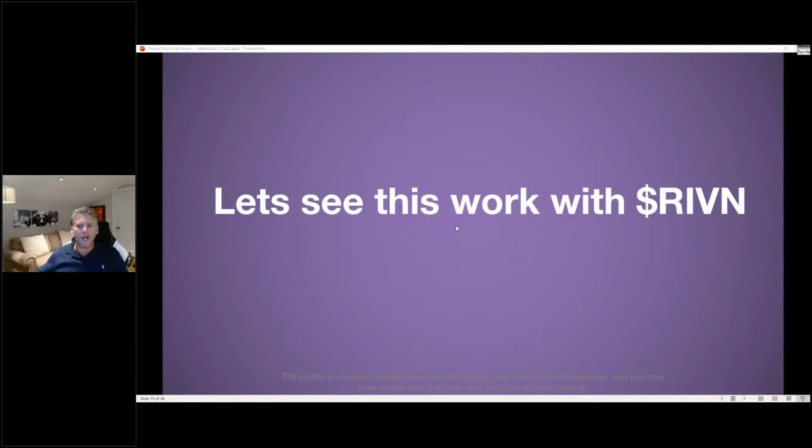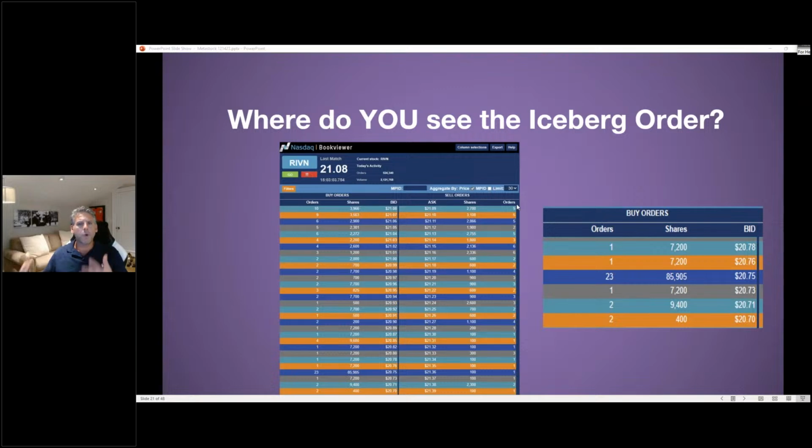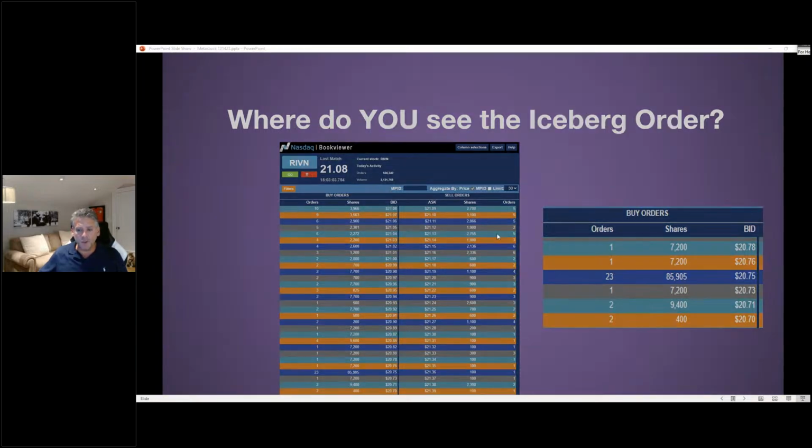So let's go look and see what worked with Revlon. Revlon was another one that we worked with today, and we had a really, really nice push in Revlon. I don't know if you saw it. And then all of a sudden it started reversing around 21.70. Now, why would it reverse? There must be sellers out there, right? Well, when you look here, what you'll notice is they're buyers, not sellers, because I'm looking at the sell column, not seeing that many sellers out there. But what I do see is big buyers out here.